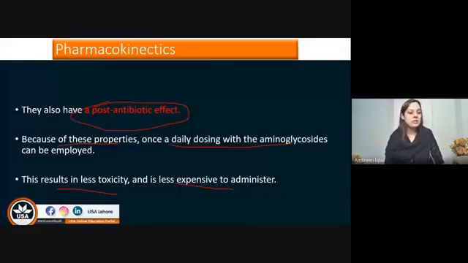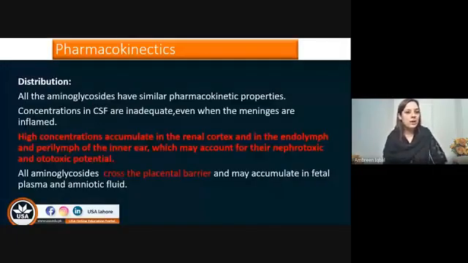Then is distribution. All the aminoglycosides have similar pharmacokinetic properties. Concentration in the cerebrospinal fluid is inadequate even when the meninges are inflamed. High concentrations accumulate in the renal cortex, in the endolymph and perilymph of the inner ear, which may account for their nephrotoxicity and ototoxicity. Aminoglycosides के बारे में एक बहुत important बात मैंने loop diuretics भी पढ़ाते हुए बताई थी कि aminoglycosides are going to cause ototoxicity.